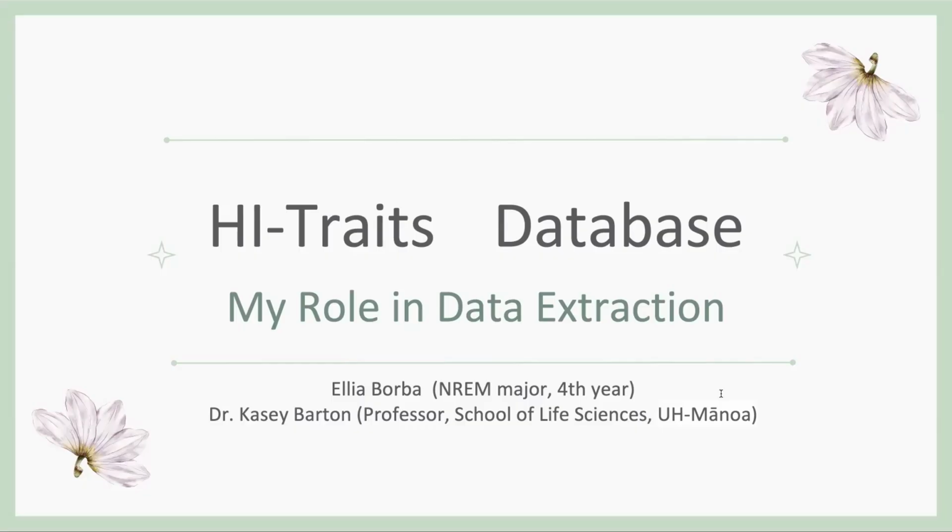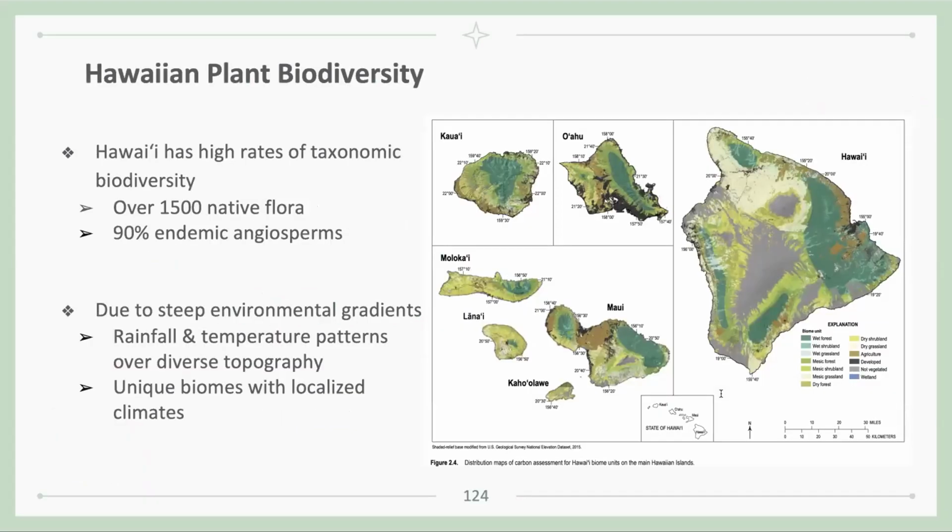I'll go into what the High Traits Database is, but first I want to give some background and significance about the project. As we may know, Hawaii is a biodiversity hotspot. We have over 1,500 native plants, and 90% of our angiosperms are endemic. This means that 90% of our flowering plants here are found here and nowhere else in the world, which is really awesome. This is caused by steep environmental gradients found across the islands, caused by orographic rainfall, temperature, and wind patterns that occur over diverse topographies and elevations. This has created unique biomes with localized climates that plants have adapted to.